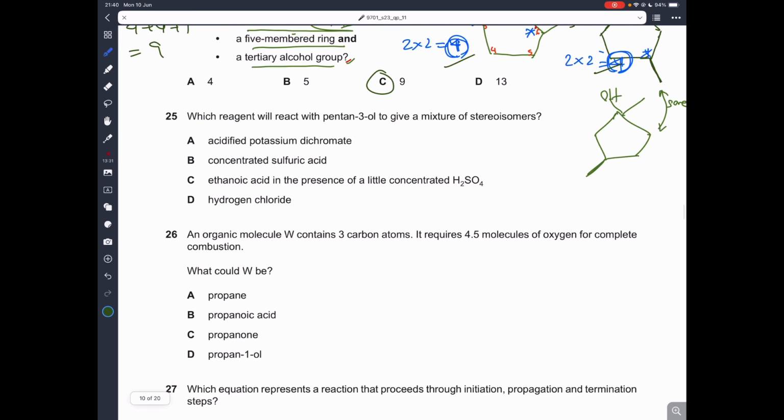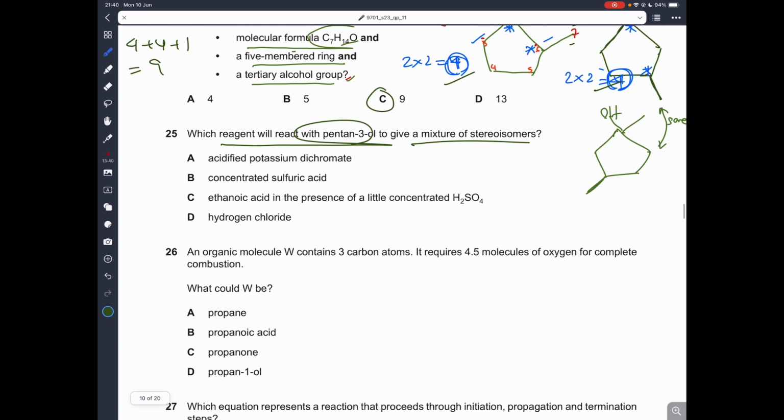25. Which reagent will react with pentan-3-ol to give a mixture of stereoisomers? Okay, for this question, let's try to draw pentan-3-ol. Pentane means 5 carbons, so it's going to be a 5 carbon chain, and it's going to be pentan-3-ol. This 3 indicates where the hydroxyl group is. So this is a secondary alcohol.